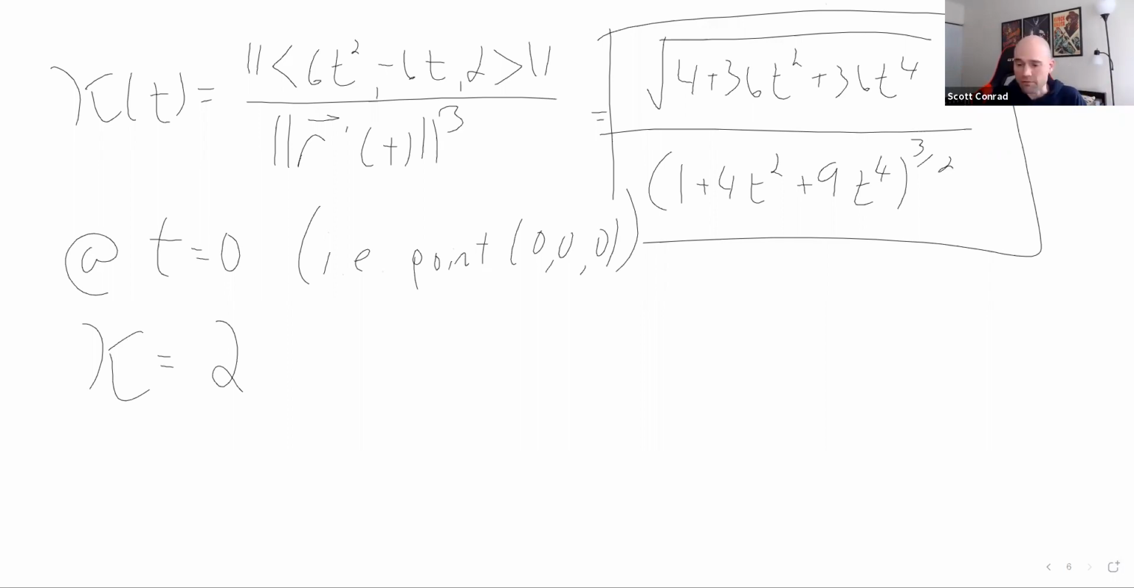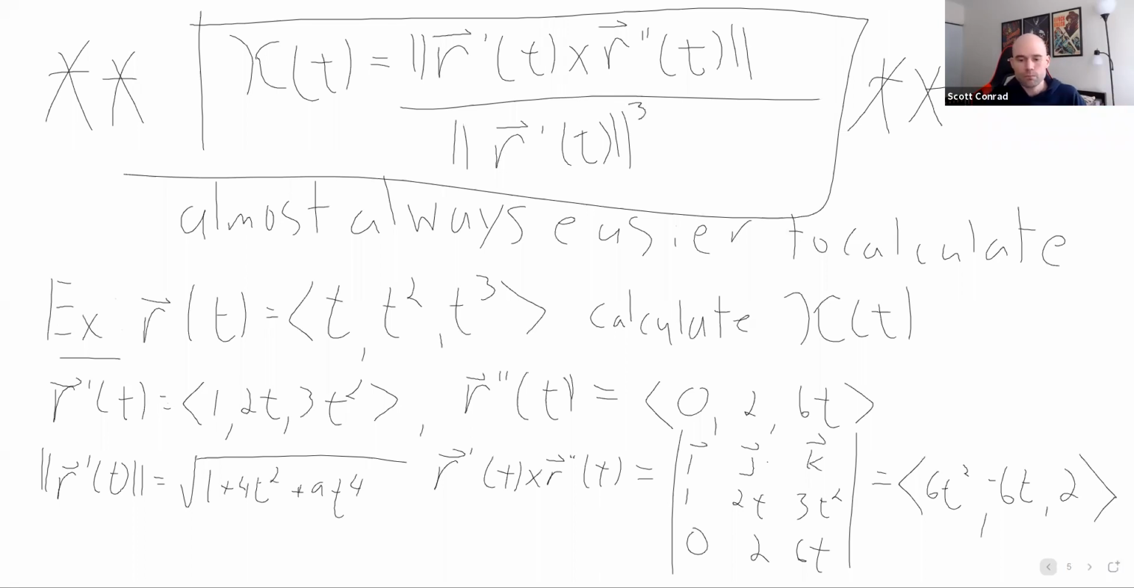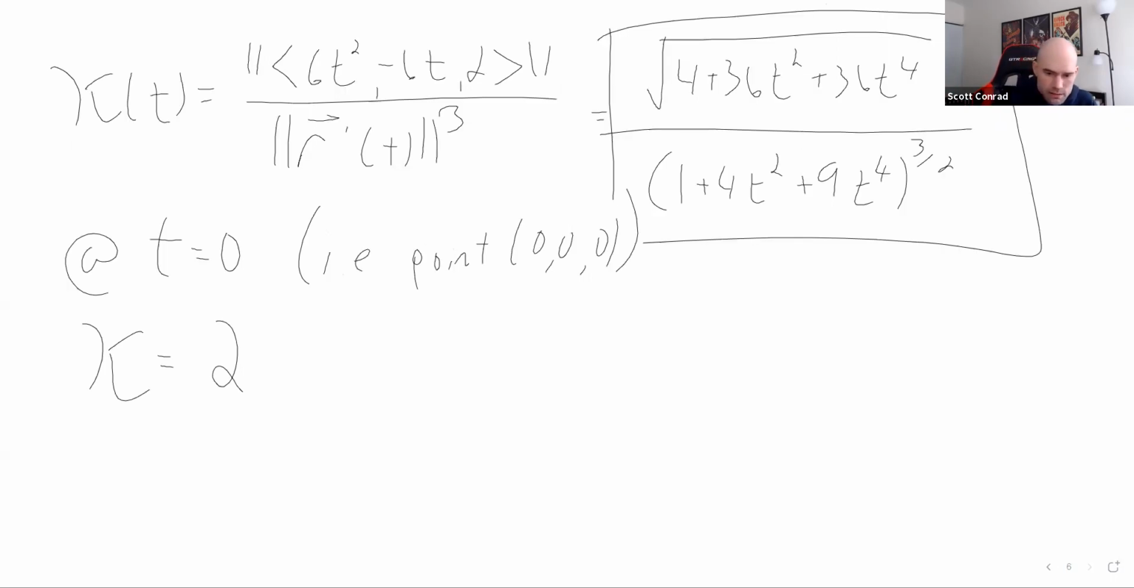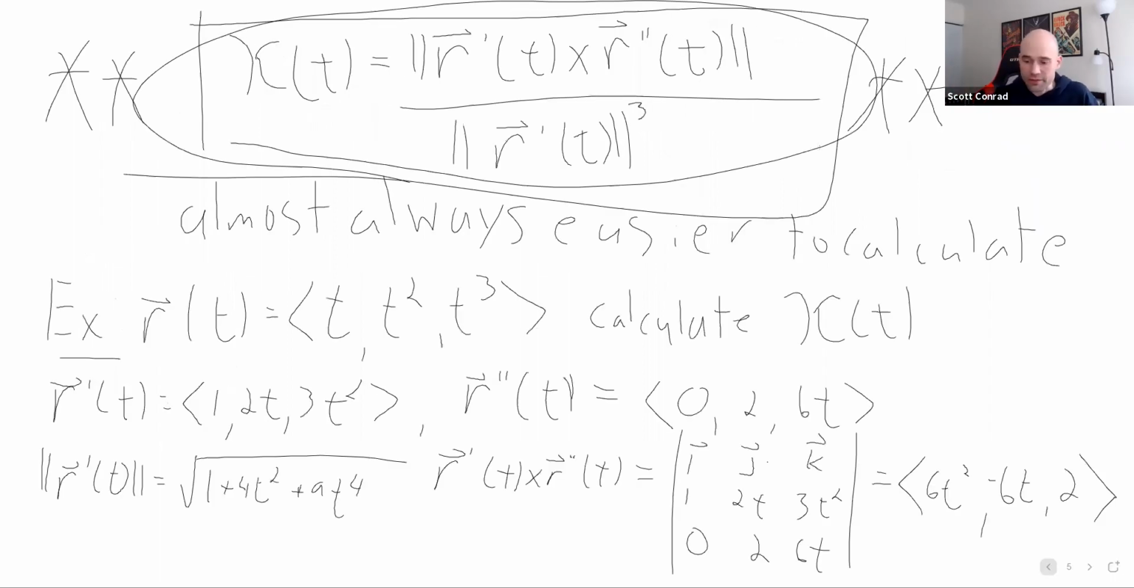But once again, this is really just a matter of memorizing this formula. It's the magnitude of r prime t cross r double prime t, divided by the magnitude of r prime t cubed. How did I get to that step? Well, from this formula, we just need the cross product of r prime and r double prime, and then the magnitude of r prime. So this is the magnitude of the cross product on top. Okay, so everything I said about curvature boils down to remembering that formula, essentially.